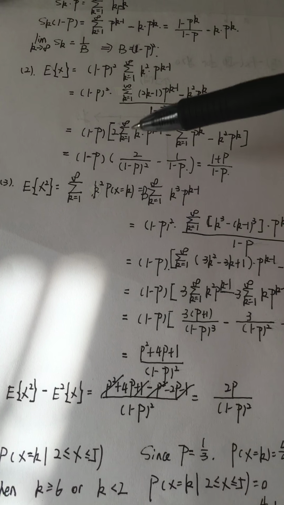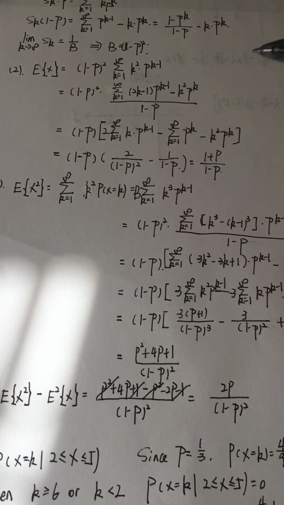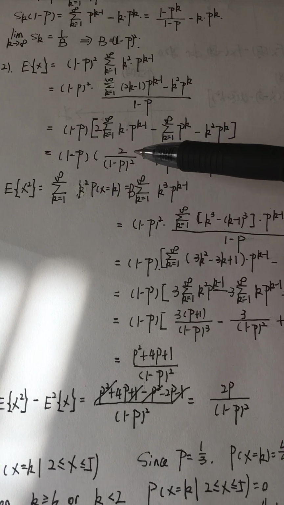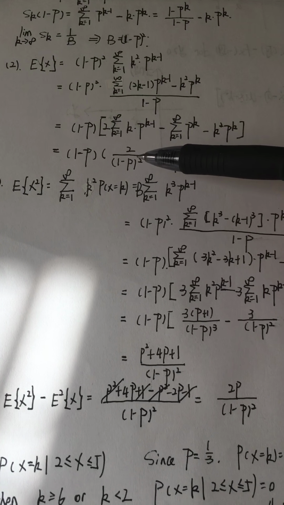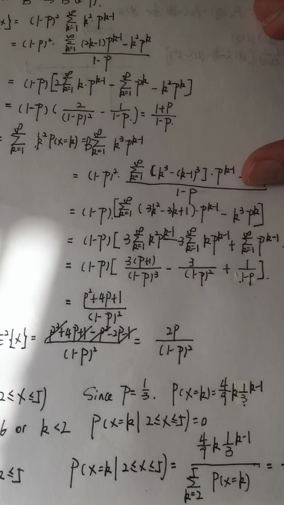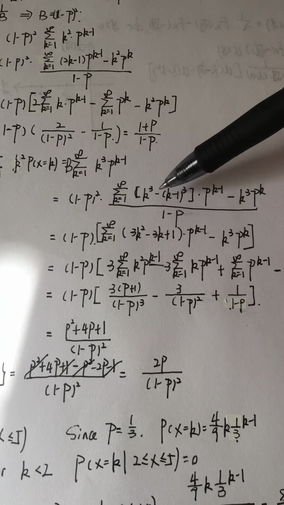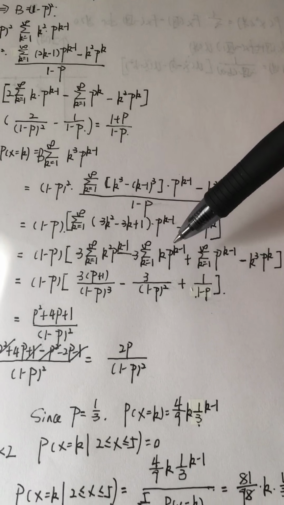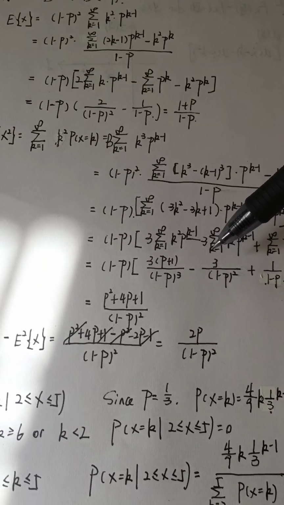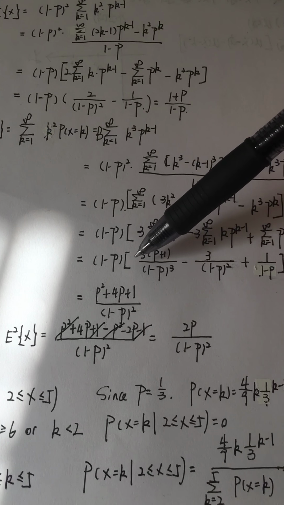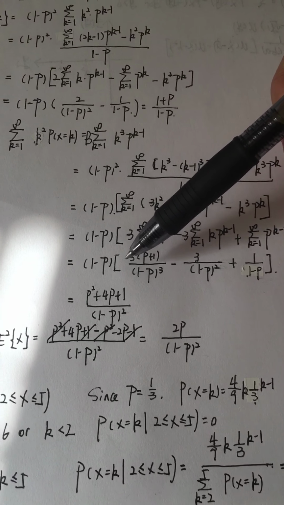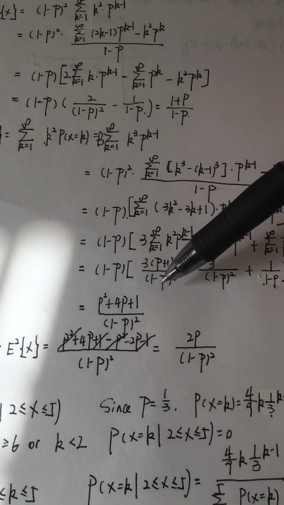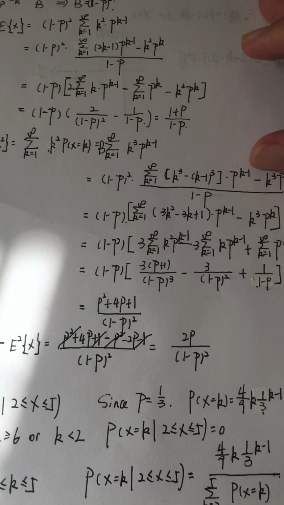Similarly, we can find E(X squared), which is equal to sigma k squared times P(X = k). This time we can divide this sigma into 3 simple sigmas, and at last we can get that E(X squared) is equal to (p squared plus 4p plus 1) over (1 minus p) squared.